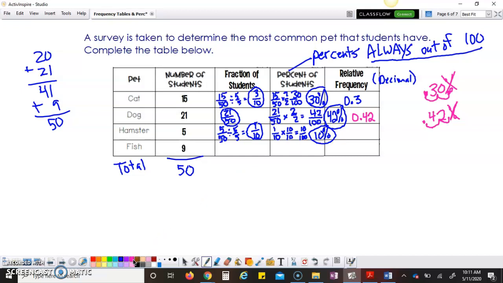And then your decimal or your relative frequency is going to be 1/10 or 0.10, just like we did with the 30%. And then our last one is our fish.